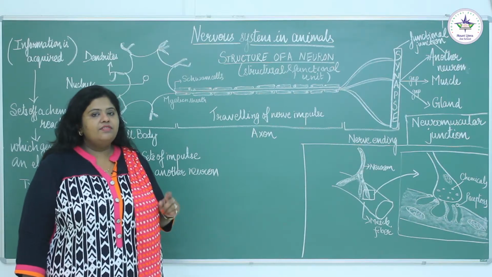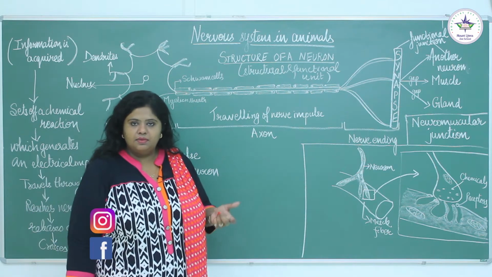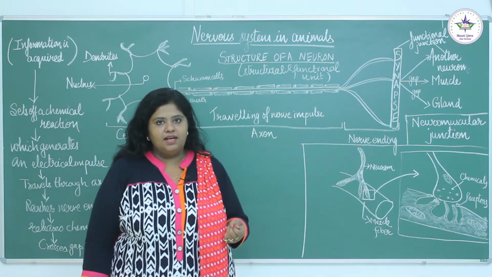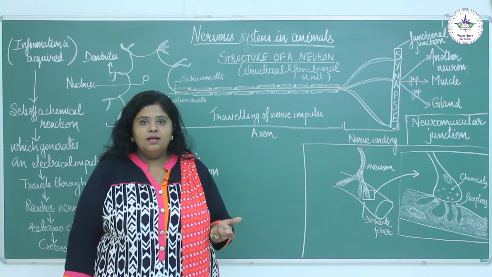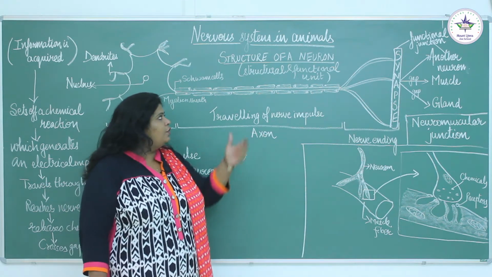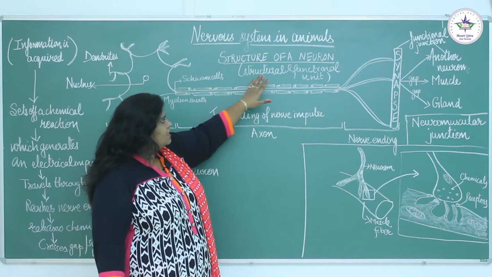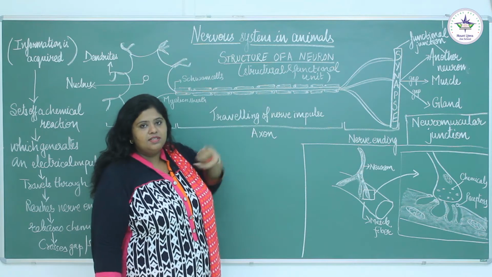Let's study the nervous system in animals. When we talk about the nervous system in animals, and we have studied already in 9th class, it is made up of your nerves, and these nerves are in turn made up of neurons. Okay, so neurons are actually the functional and structural unit of the nervous system.